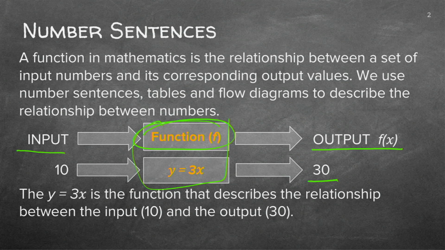So this is an example. Our input is 10. Our function is y equals 3x, and our output is 30. So our x is going to be our input, and our y is our output. So y then equals 3 times x. So that means 3 times 10 will give us 30. So that describes the function, that one, describes the relationship between the input that's 10 and the output that's 30.